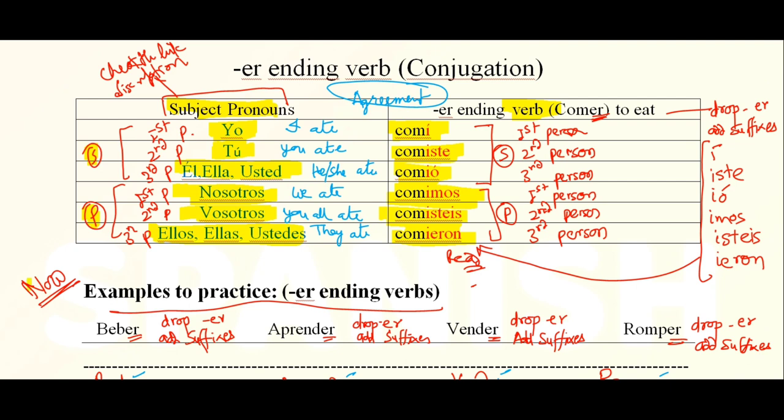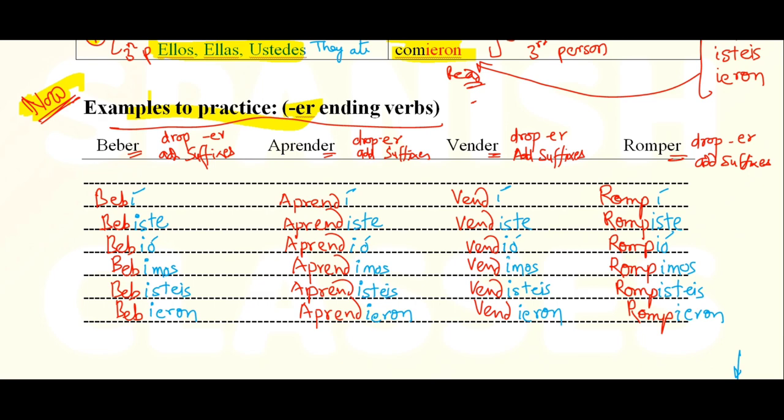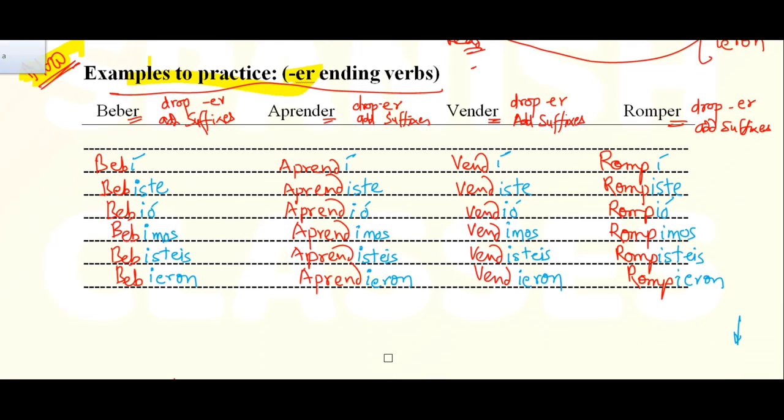See, we have ER ending verbs to practice: beber, aprender, vender, and romper. These are ER ending verbs. We'll check how to pronounce. One more important point is in beber, we have to drop er, it means to drink, becomes bebí, bebiste, bebió, bebimos, bebisteis, bebieron.